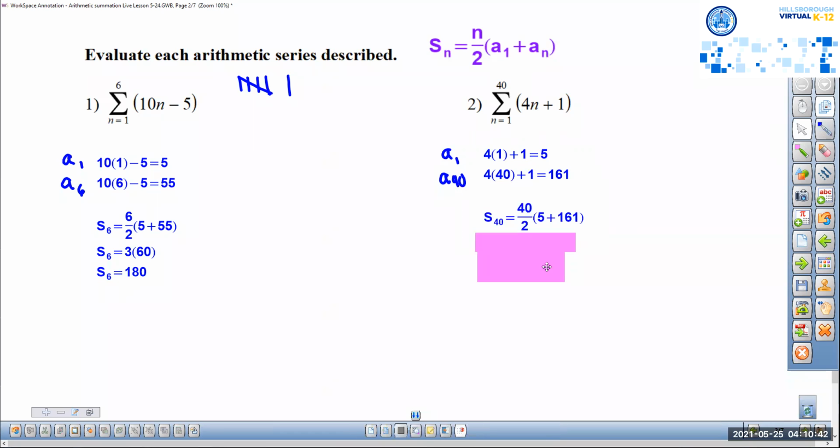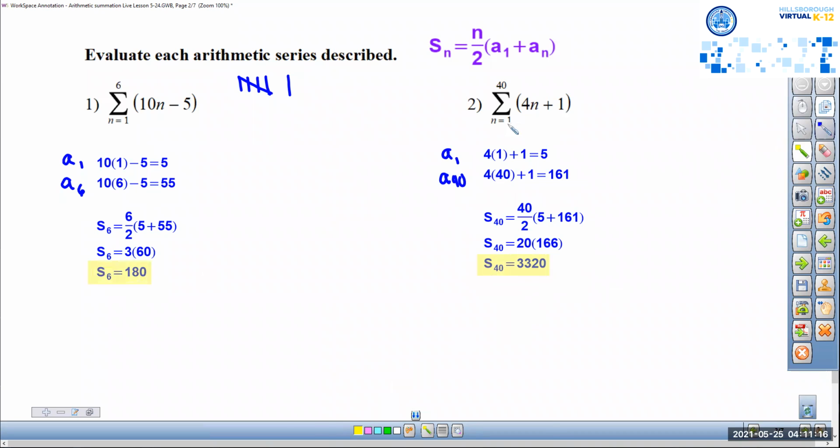So we're wanting to find, when this is 1, you can just use the top number. So the sum of all 40 numbers, so you do 40 divided by 2, the first term and the last term, which is 5 plus 161. Simplify, 40 divided by 2 is 20. 5 plus 161 is 166. And when you multiply those, you get 3,320. And those are the answers.